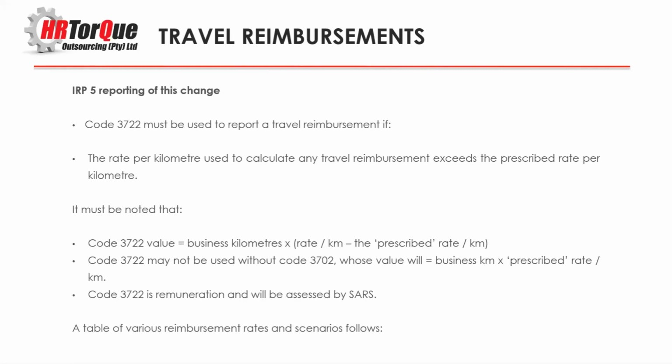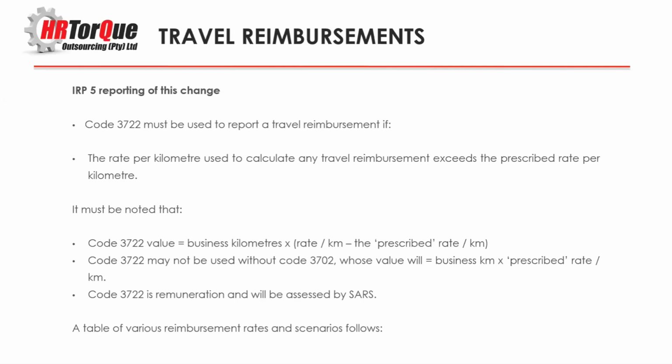Another change as of the 1st of March 2018 was the inclusion of this new IRP5 code, 3722. And the 3722 was factored in where the rate per kilometer reimbursed exceeded the prescribed SARS rate. So, for example, if you paid R4 per kilometer, the amount that would go into code 3722 would be R4 less R3.82. Okay. Obviously, code 3722 is linked to code 3702, which is your reimbursement code exceeding the SARS rate.